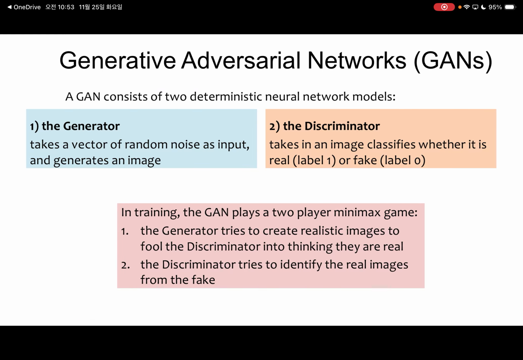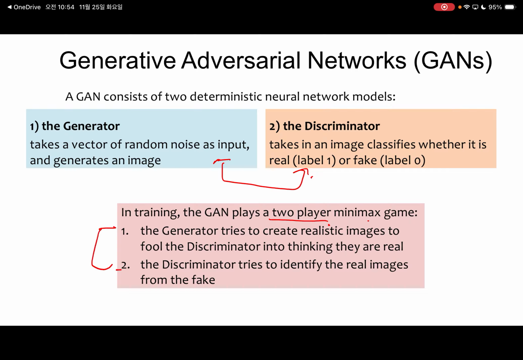As I introduced, these two modules are the primary modules in a GAN, and they are fighting each other. They have different, actually opposite, objective functions. So in training, the GAN plays a two-player minimax game. Two-player means the generator and the discriminator. The generator tries to create realistic images to fool the discriminator into thinking they are real, and the discriminator tries to identify the real images from the fake. So these are opposite, right?